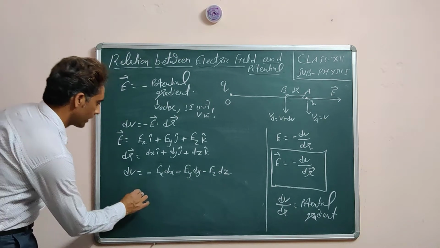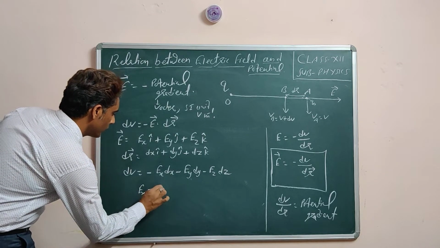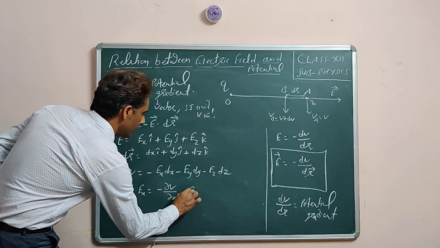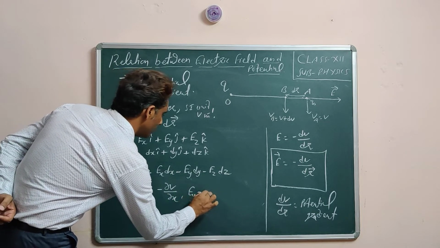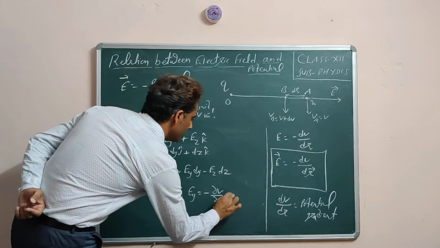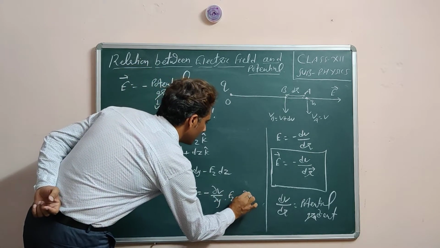Now from here I can write Ex is equal to negative of, Ey is equal to negative of, and Ez is equal to negative of.